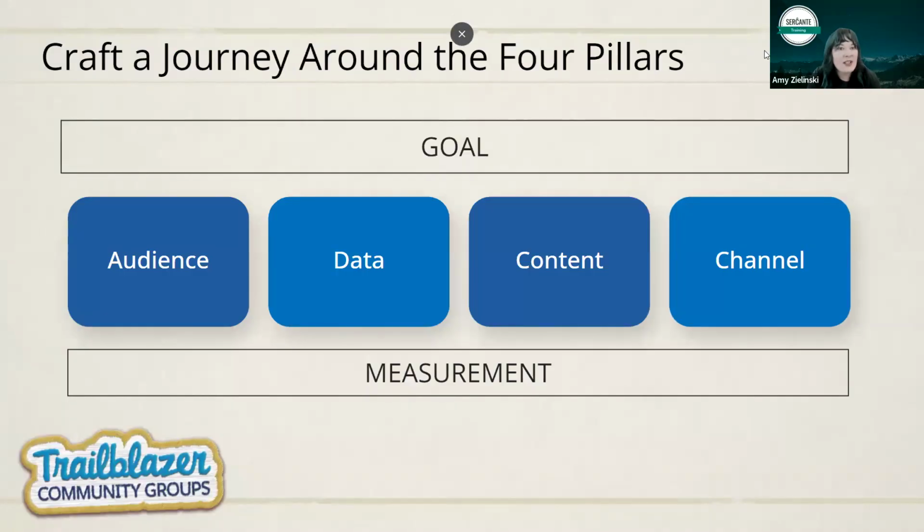All right, now we're going to start talking about how to craft that journey and build this journey out. So we have 4 pillars. Who's our audience? What is our data? What content and what channel? All 4 of these things are very important to think about. And I do see customers skipping around a lot and missing some of these pieces when they're planning.